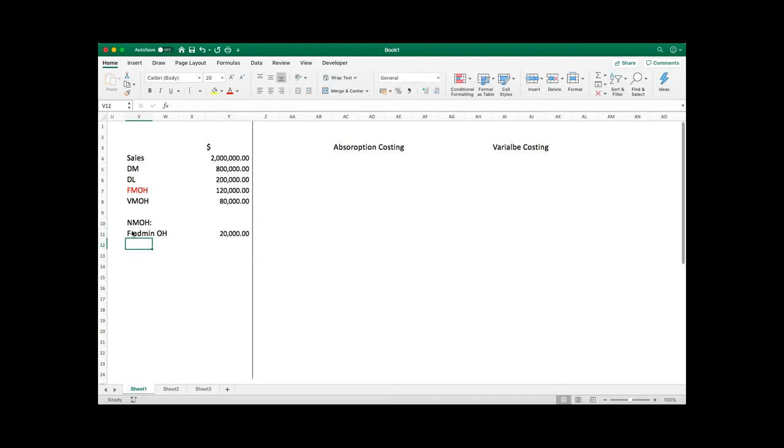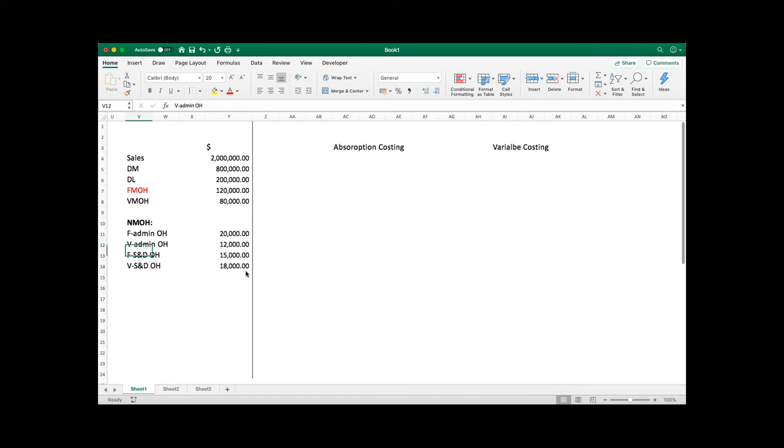Then we have fixed manufacturing overhead. Please remember, this is where you need to concentrate. Fixed manufacturing overhead of 120,000. Then we have variable manufacturing overhead of 80,000. We have non-manufacturing overhead. Not to have any confusion, I'm giving you some fixed admin overheads of say 20,000. Not to take into consideration at all, just take only the total non-manufacturing overhead, but just for your attention, I'm giving you the amounts with a classification.